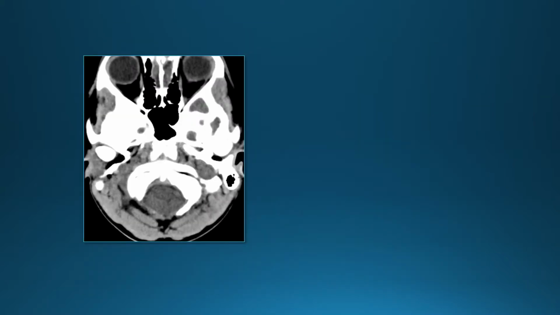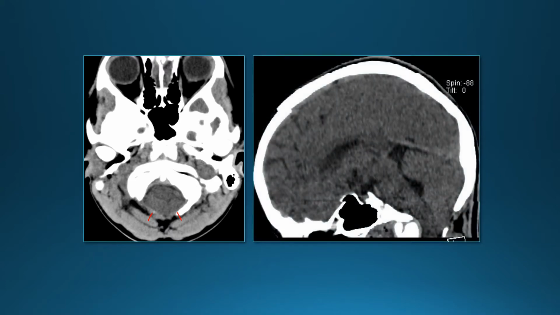You can also see the Chiari 1 malformation on CT. This is on axial. You can see things look tight around foramen magnum with the cerebellar tonsils low. On the sagittal image, you can see it a little bit better with the cerebellar tonsils extending well below the foramen magnum.